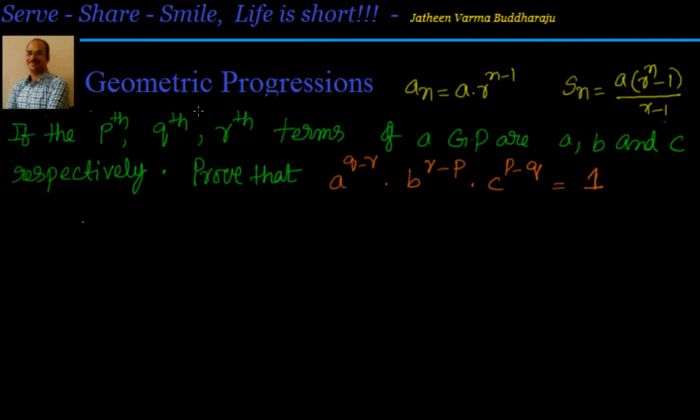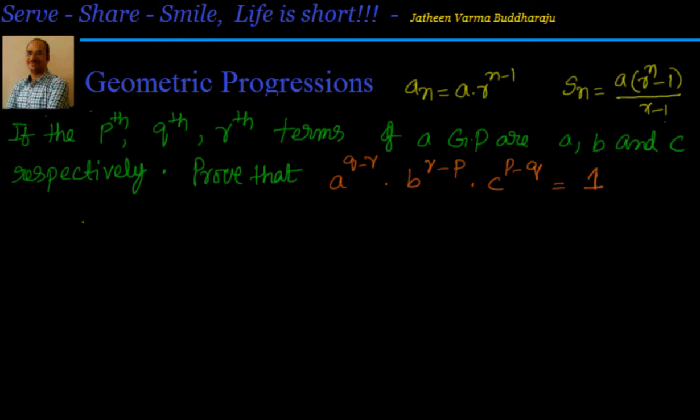We are solving examples as part of geometric progressions. Let's try to solve this very interesting problem. If the pth, qth and rth terms of a geometric progression are a, b and c respectively, prove that a to the power of q minus r into b to the power of r minus p into c to the power of p minus q equals 1.